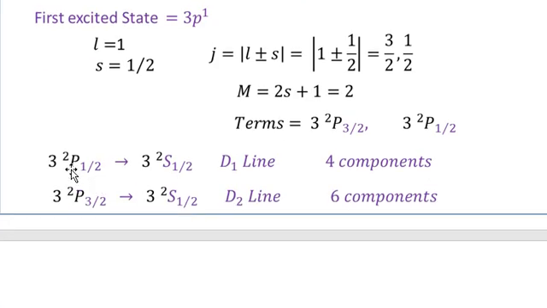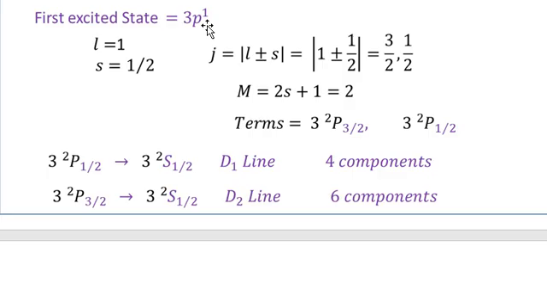So the transition from 2p1/2 to 2s1/2, that is the D1 line, has 4 components, and the transition from 2p3/2 to 2s1/2, which is referred to as the D2 line, has 6 components. So in total these are the 10 components. When the transition of this excited state from 3p to the ground state occurs, there will be actually 10 components, and I have explained those 10 components.